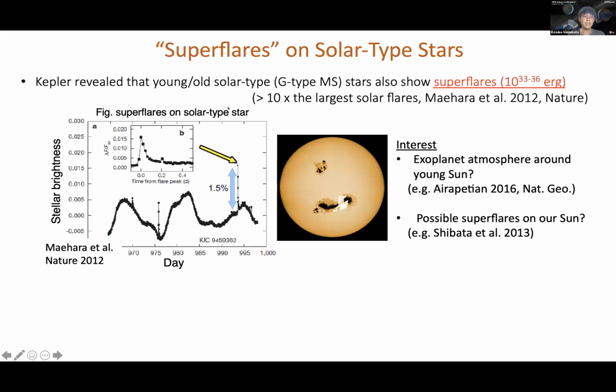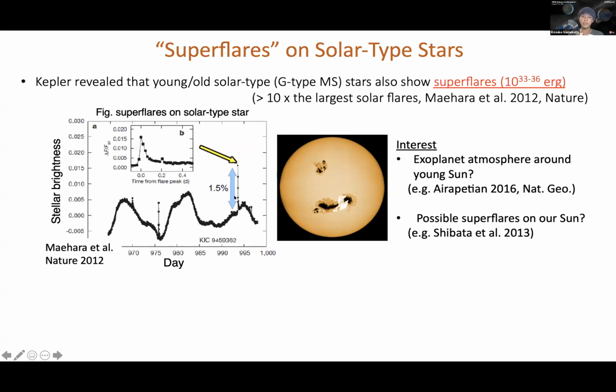So in this decade, the Kepler Space Telescope opened a new era in stellar flare physics. One of the big surprises from Kepler is that not only the cooler dwarfs, such as M dwarfs and K dwarfs, but also young and old solar-type G-type main sequence stars show very large flares called superflares. This was published in the Maehara et al. Nature paper, and this is the Kepler light curve of a superflare on a solar-type star.